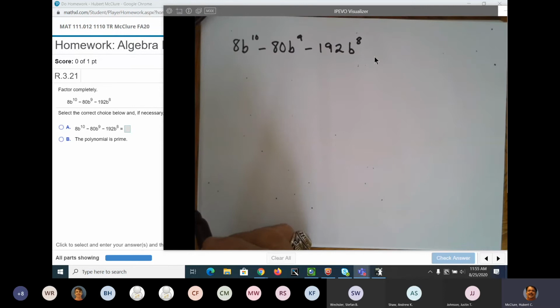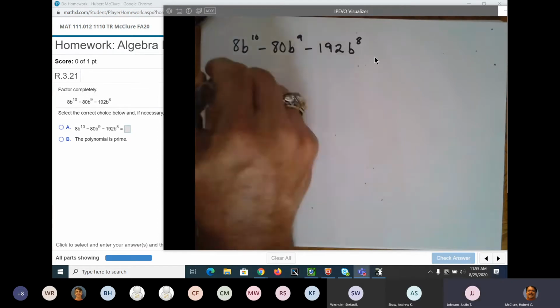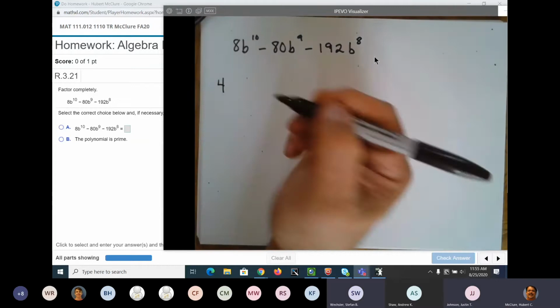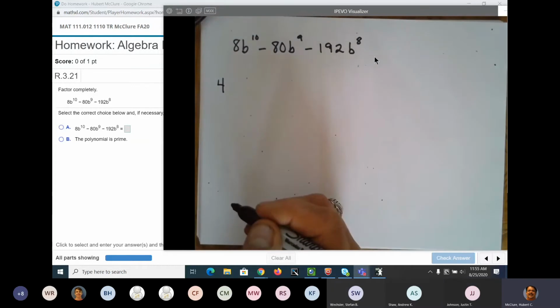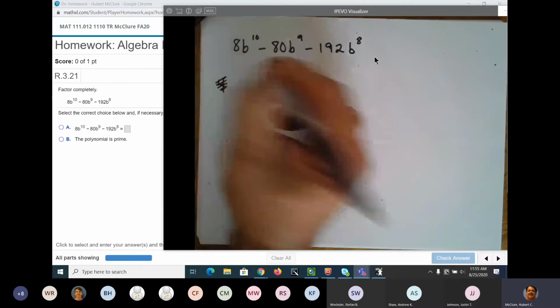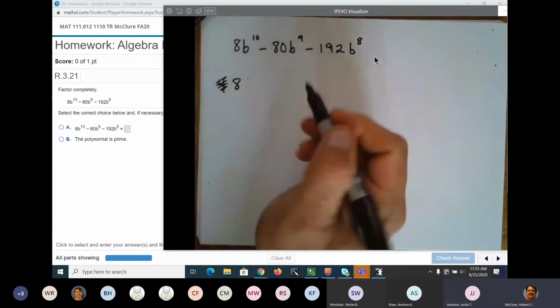No, can't factor out an 8. How about a 4? 4 will go into 19... 4 times, yeah, I think we can factor out a 4. You can factor out an 8. 8 times 2 is what? Yeah, okay, we can. Okay, sorry. Factor out an 8 and b to the 8th.